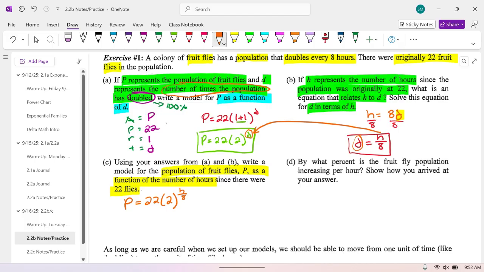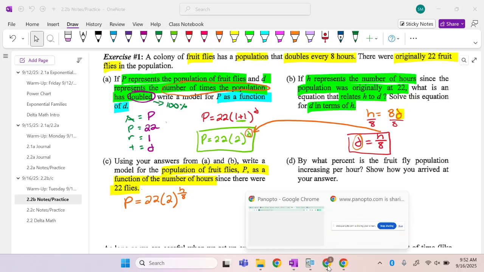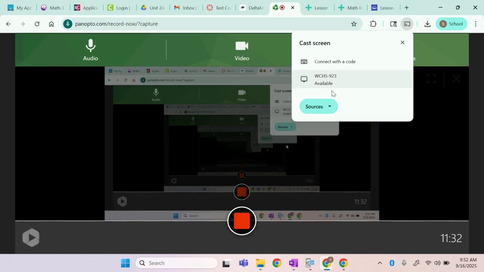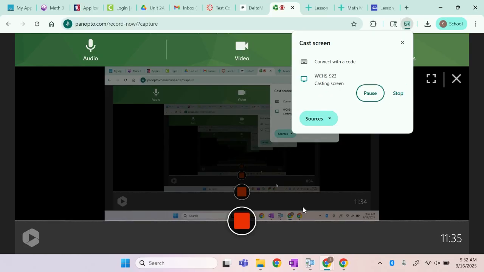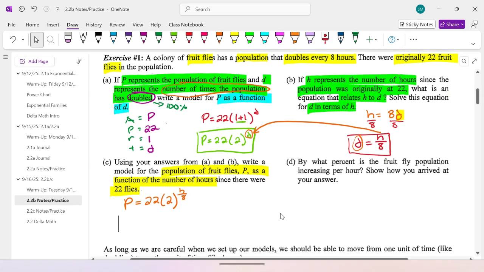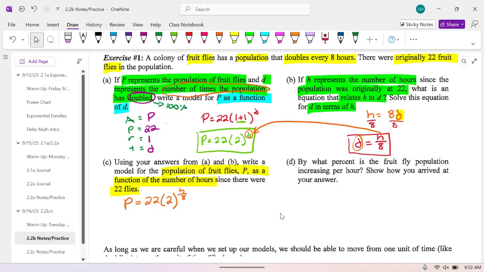So all I did was replace the D with the H over 8, which is what we defined D to be equal to in terms of hours. So this would be our function in terms of hours. Does everyone understand what I did with that?